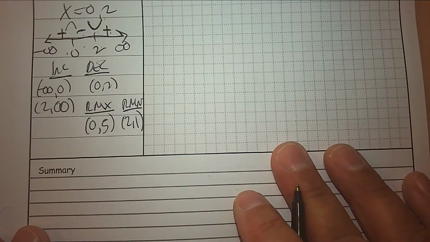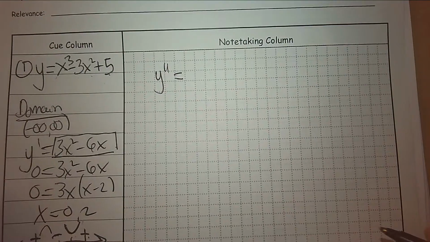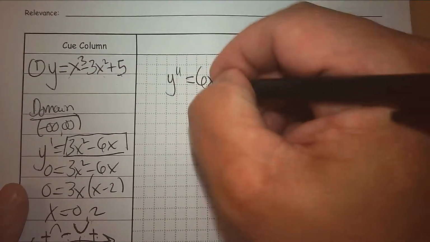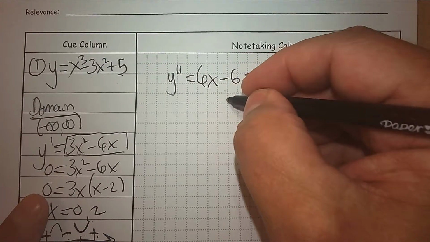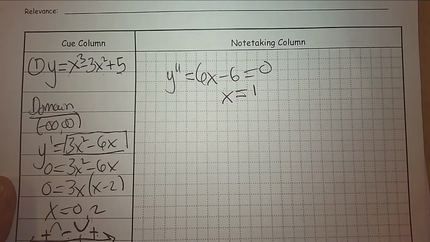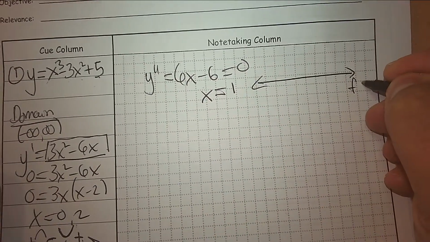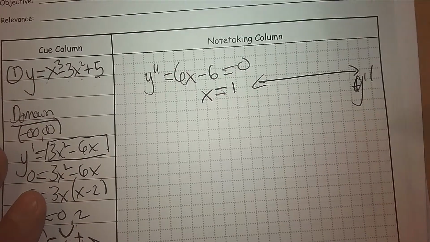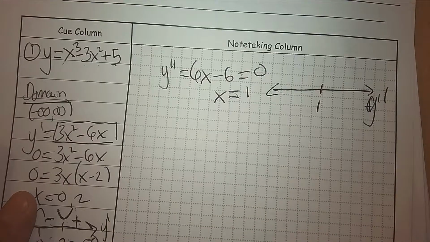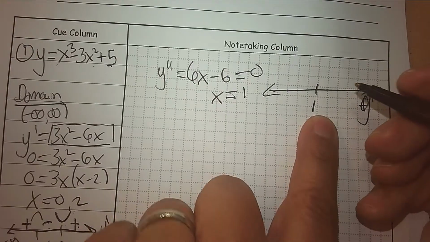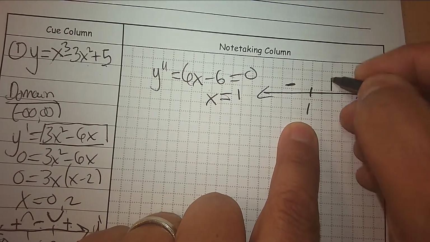We're still not done. I'm going to do the second derivative and then I'll graph it. So the second derivative would be 6x subtract 6. I make it equal to 0 and solve it. And you'll find that x equals 1. When I do a number line for the second derivative, the only number I'm going to put down is 1. If I plug in any number less than 1, like 0, the answer is negative. Plug in a number bigger than 1, the answer is positive.